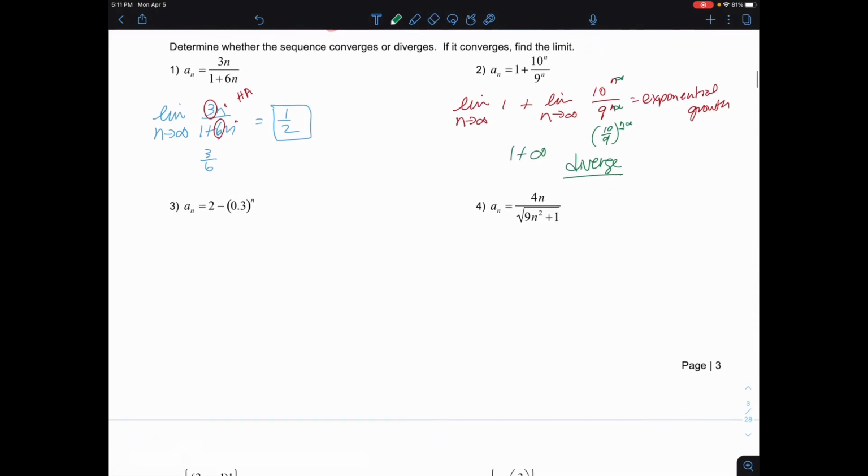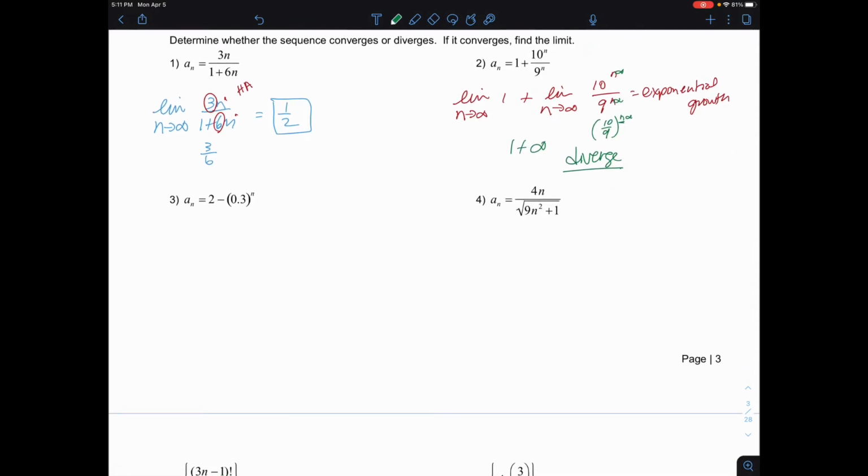Let's look at example number 3. I have 2 minus 0.3 raised to the nth power. Okay, so again, we could do this by splitting it, going the limit as n goes to infinity of 2 minus the limit as n goes to infinity of 3. I'm going to write that as 3/10 to the nth power.